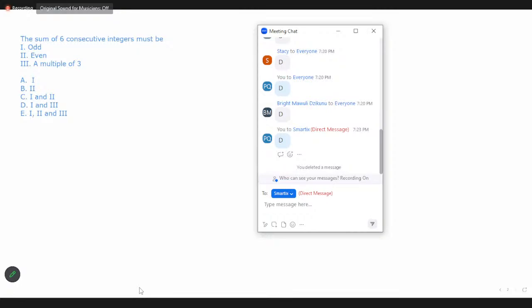Hey, hey, the class is silent. Somebody show answer. Would the sum of four consecutive integers be divisible by 4?